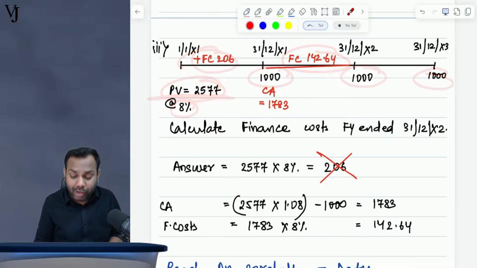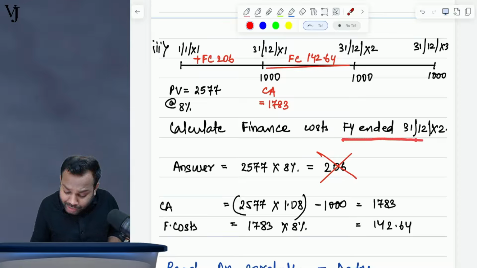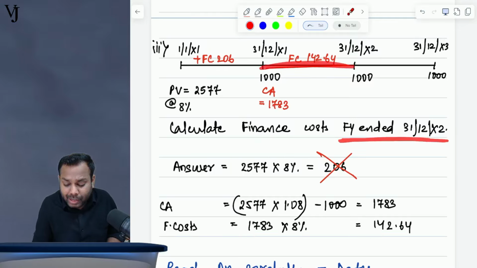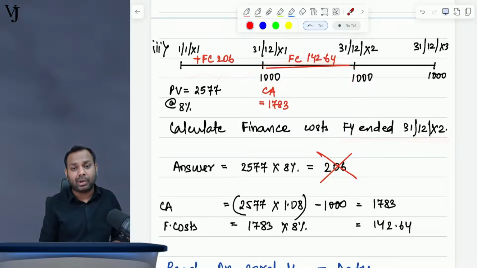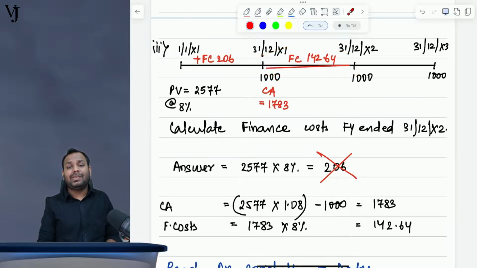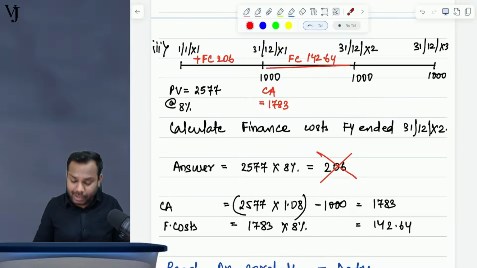The question was to calculate finance cost for the year ended 31st December 20x2. Meaning this year. But students, you can calculate for this year and come in the exam, which will be wrong. So please see the dates carefully. I believe it is clear.